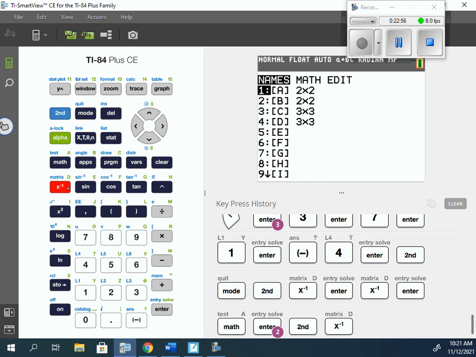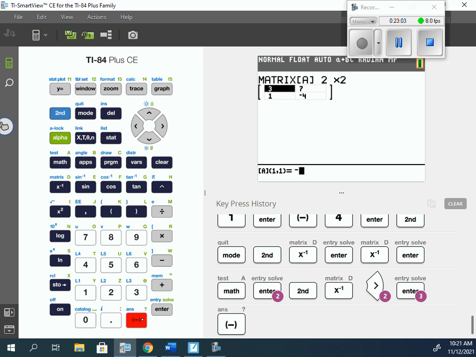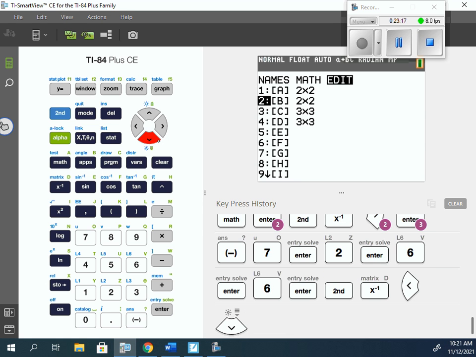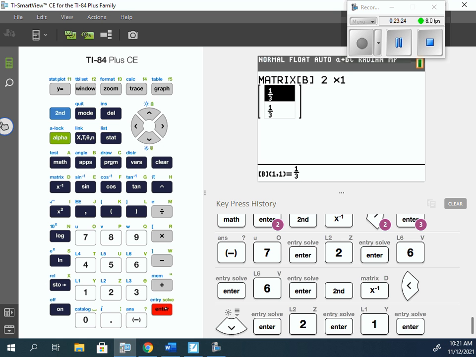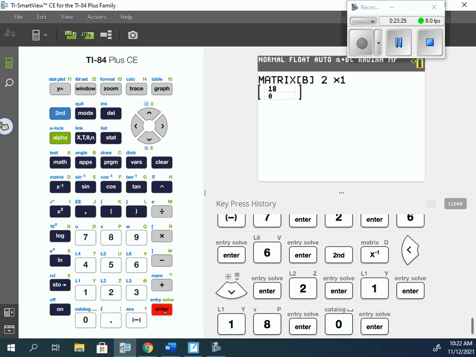Second matrix, go over to edit A, which is a 2 by 2. We'd have -7, 2, 6, and 6 would be matrix A, is what we've defined it as. We can go second matrix, go over and edit matrix B. Matrix B is going to be a what? A 2 by 1. And this here would be 15 and 0.